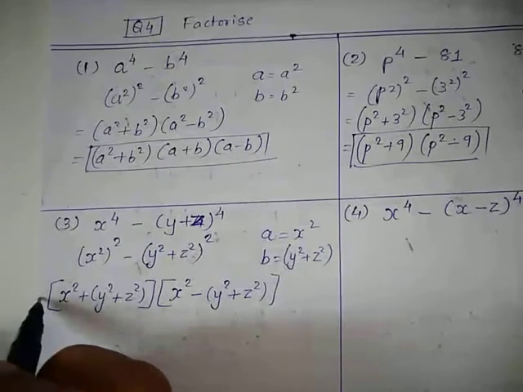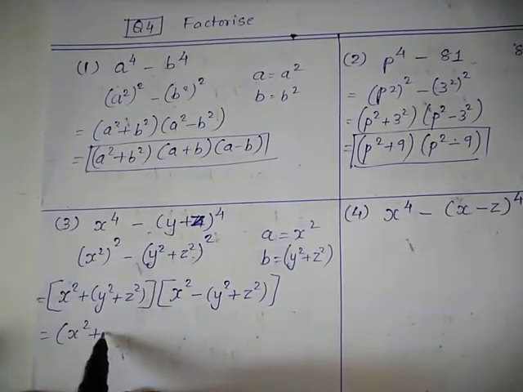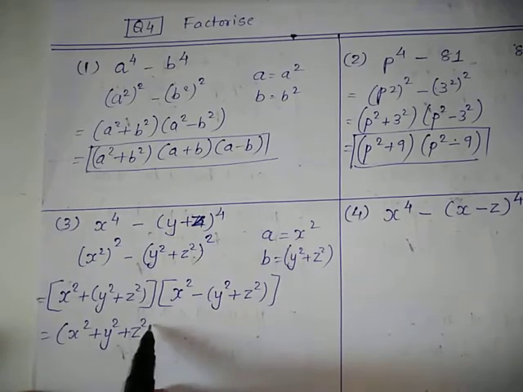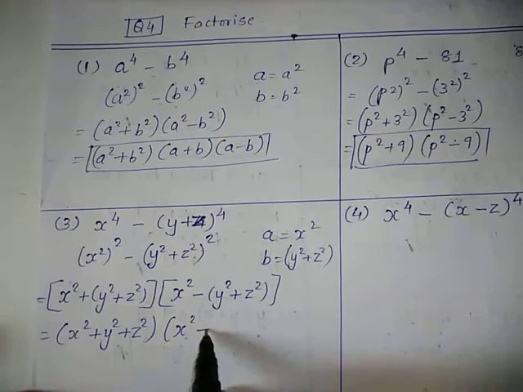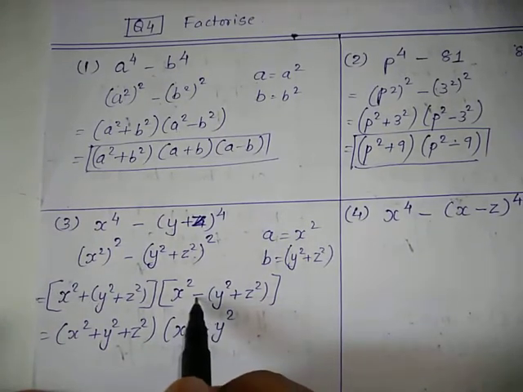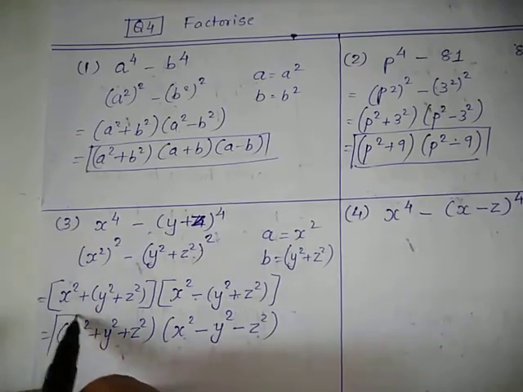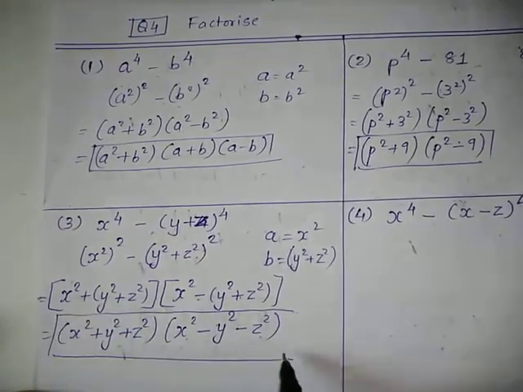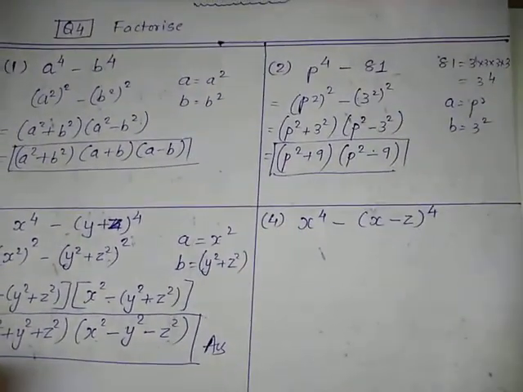Okay, now we want to resolve this bracket. So x square plus y square plus z square, and another bracket, that is x square minus, removing this bracket, y square minus plus minus z square. So pay attention and try to solve this one also.